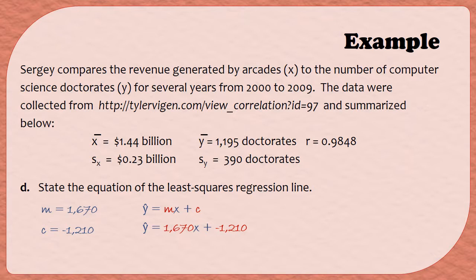As a reminder, when you are stating an equation, you need to state the equation. You're not going to plug in a number for x or for y. Those get to stay variables. You're only plugging in values for the slope and for the y-intercept. Now, because the y-intercept is a negative number, and because adding a negative is the same as subtraction, if you want, you could simply write 1670x minus 1210.